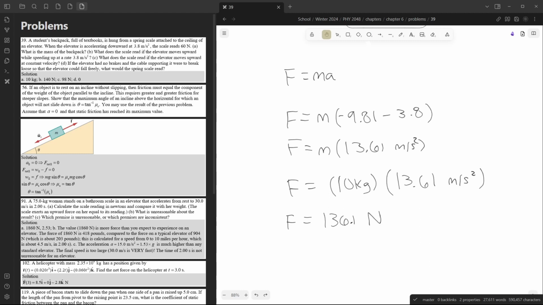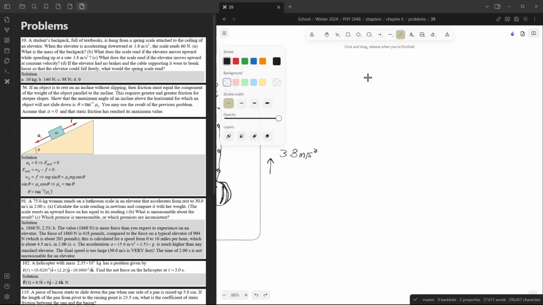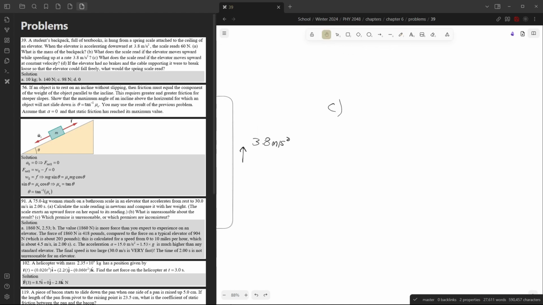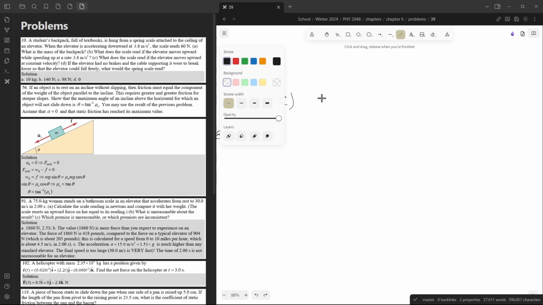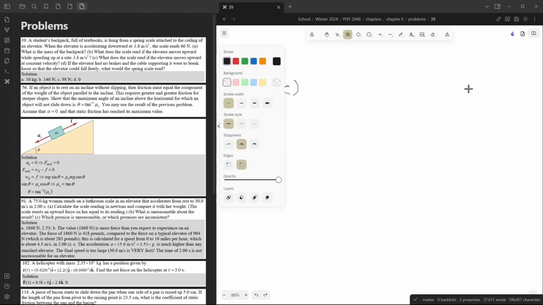Let's move on to part C. What does the scale read if the elevator moves upward at a constant velocity? Oh sorry, that's part D. So yeah, constant velocity, that means there's no other external force besides gravity. So if the velocity is constant, there's no other force acting on it, so it's just the weight force, right?